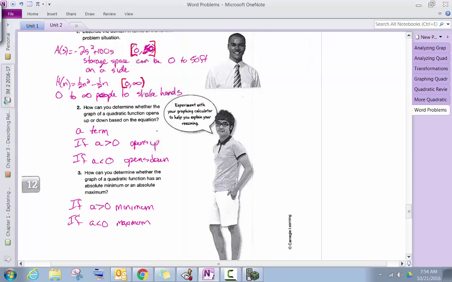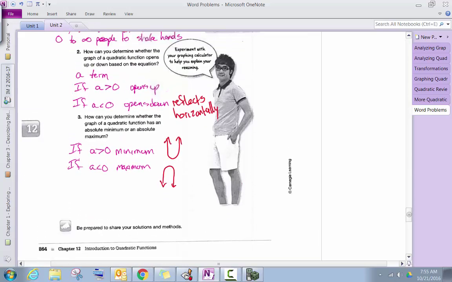Now, how can we tell if a graph opens up or down? Well, if A is positive or is greater than 0, it opens up. If A is negative, it opens down, because that's when it reflects horizontally. And we learned that when we did our transformations. How can you tell if it has a minimum? Well, it has a minimum if we don't reflect it, meaning A is positive. It would have a maximum if it was reflected horizontally, so A would be negative. And that's how we put it all together.